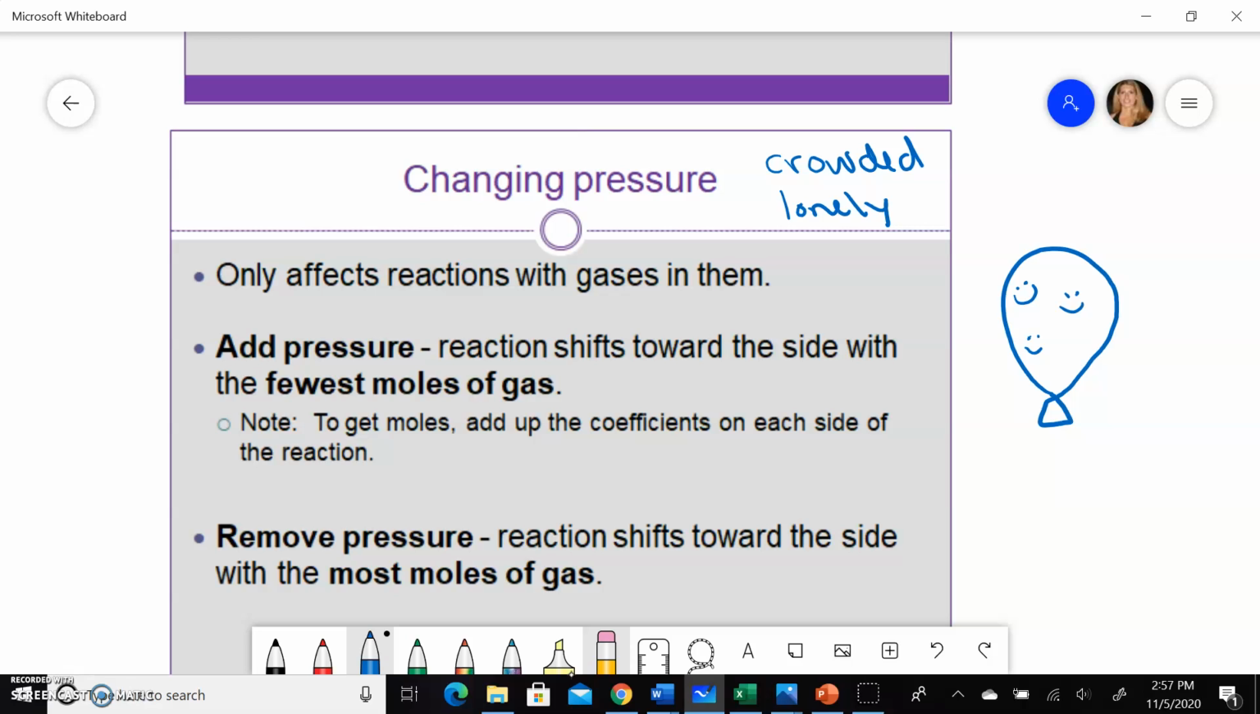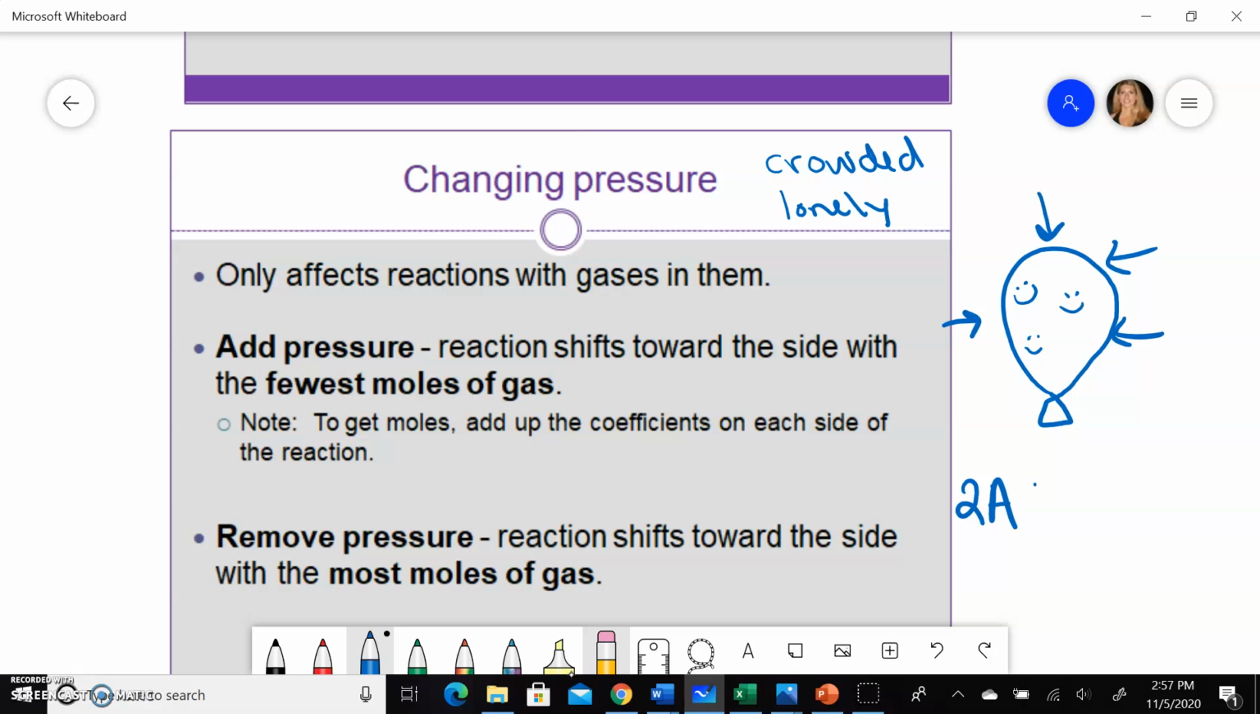If you add pressure, that means you're squeezing the balloon. What's going to happen is those particles are going to get squished together. And as they get squished together, they're going to feel more crowded. And so to relieve that crowded feeling, the reaction will shift towards the side with fewer moles.